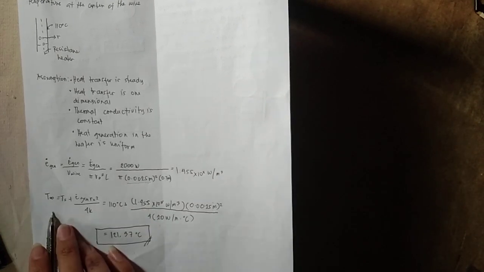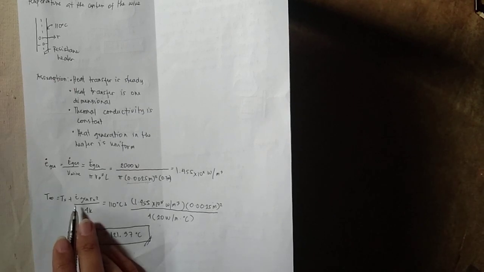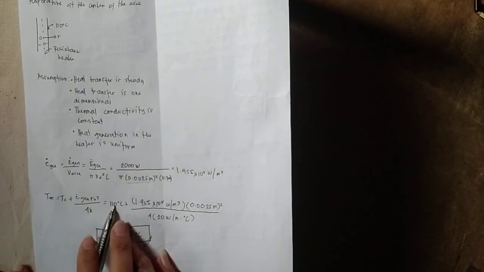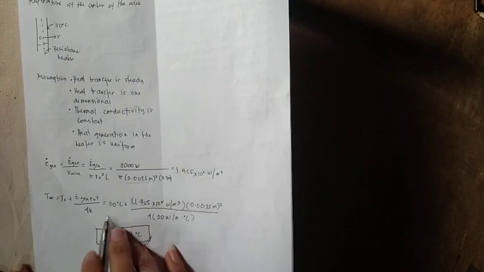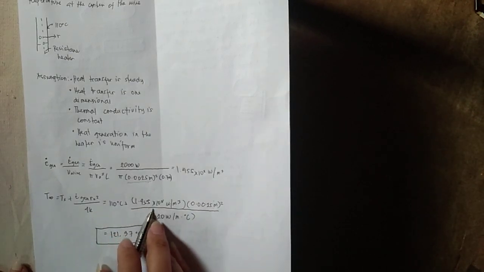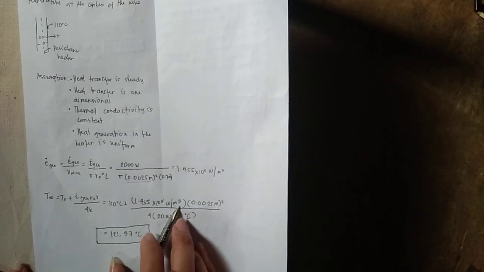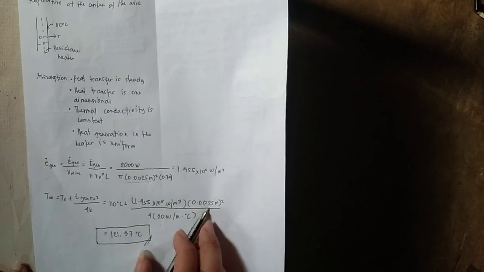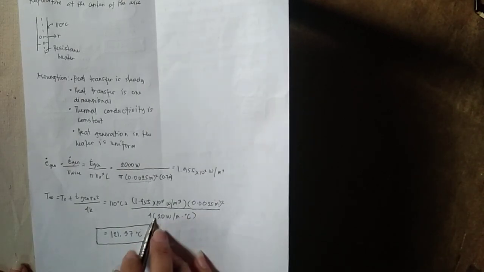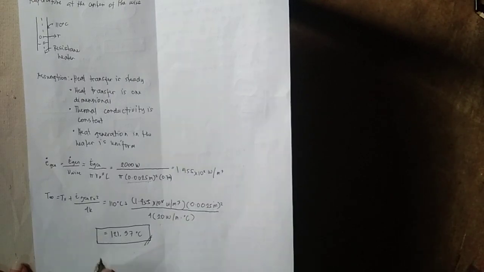Then, temperature of free-flowing fluid equals surface temperature plus E gen dot r squared over 4k, which is equal to 110 degrees Celsius plus 1.455 times 10 raised to the power of 8 watts per cubic meter times 0.0025 meter squared over 4 times 20 watts per meter times degrees Celsius, which is equal to 121.37 degrees Celsius.